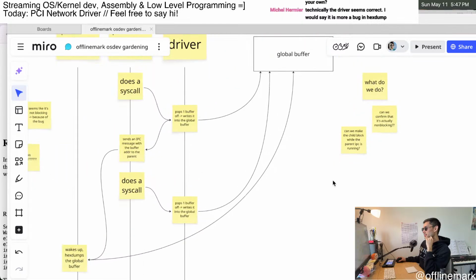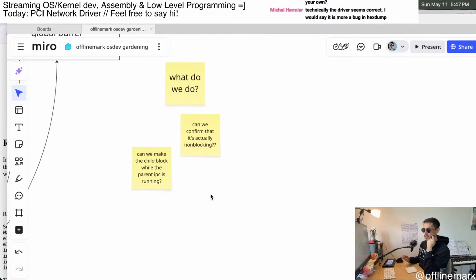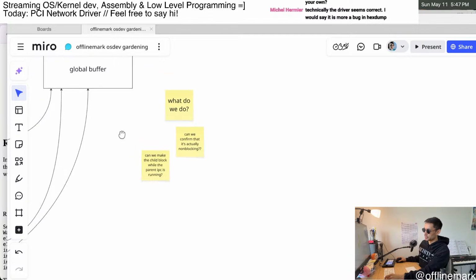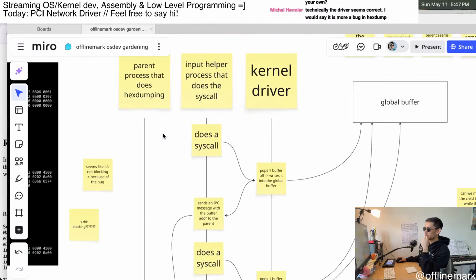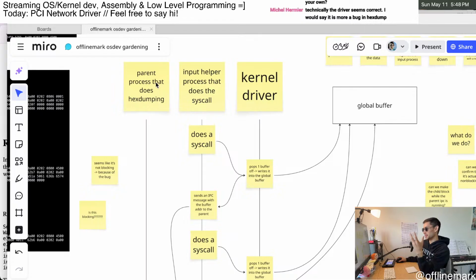Yeah, Michael, technically the driver seems correct. So I agree. It looked like there was a bug in the driver, but it actually seems like the driver does not have the bug. The bug is in the callers and how they're coordinating things. It's basically a race condition.